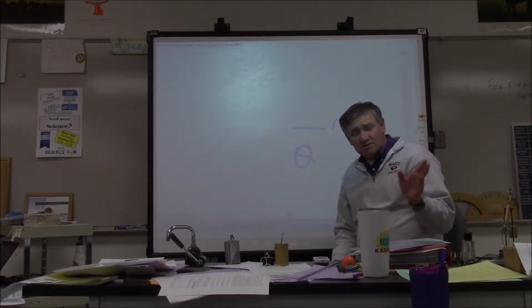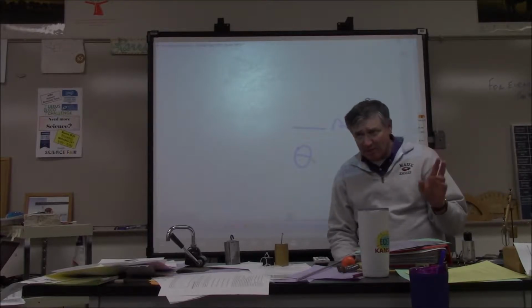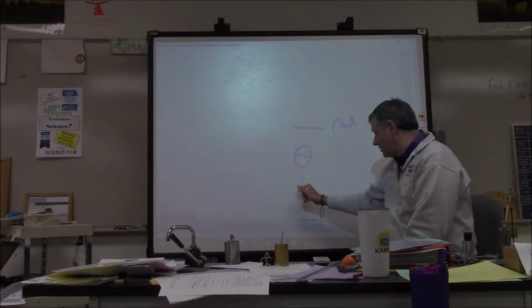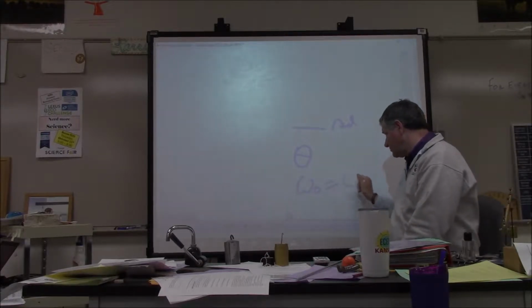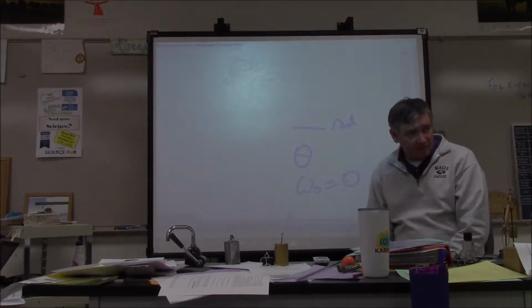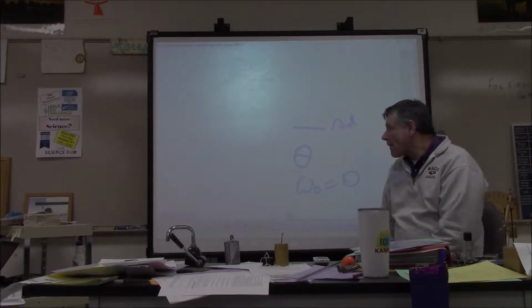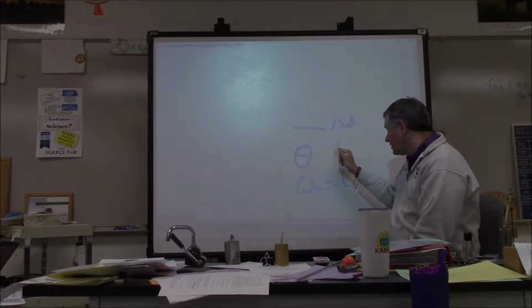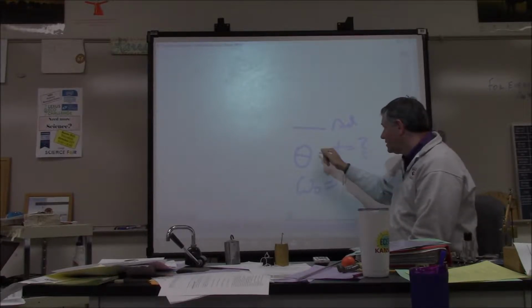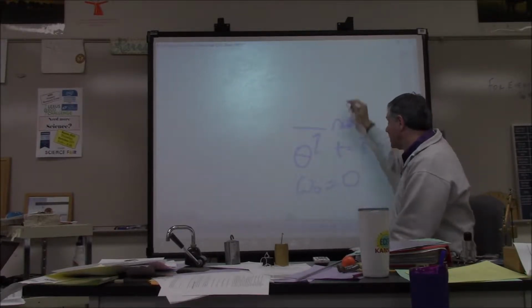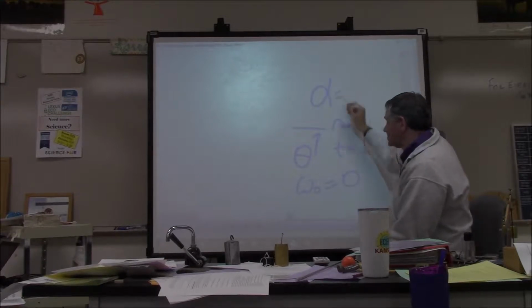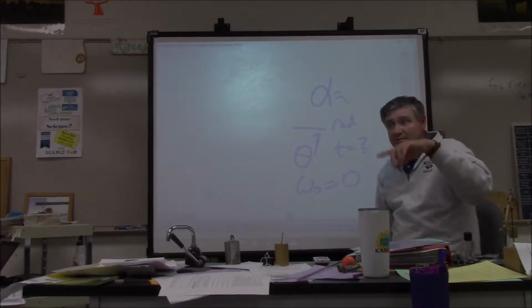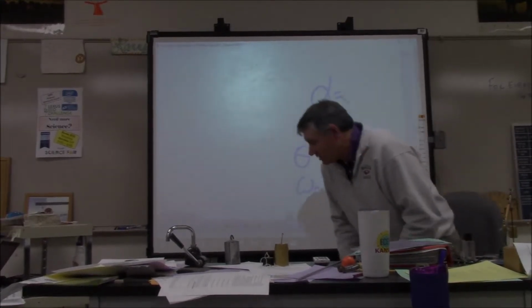What else do you know? What's the initial angular velocity of the wheel? It's 0, because it starts from rest. So you know omega naught equals 0. It's not moving, it's starting from rest. And you want to find the time, right? So you know theta and omega naught, and you also know alpha, because you know the rate at which it's sped up.